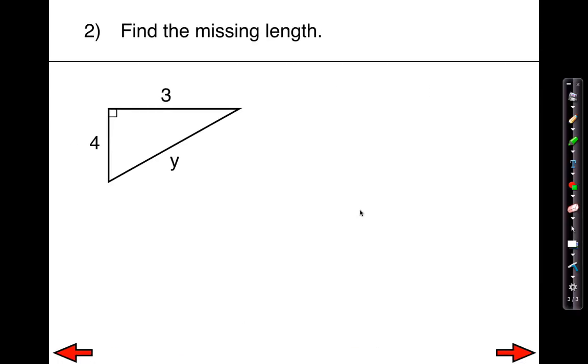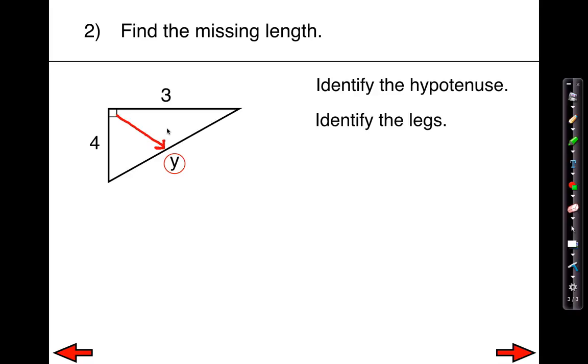Okay, so let's try another one. So here it says again, find the missing length. First, I like to identify the hypotenuse. Again, the hypotenuse is always going to be straight across from the right angle. So in this case, it is y. And then I'm going to identify the legs, which in this case, of course, are my 3 and the 4.